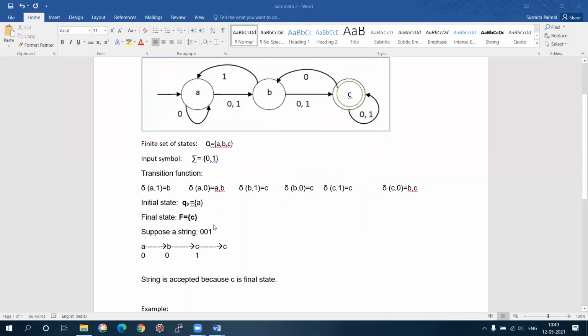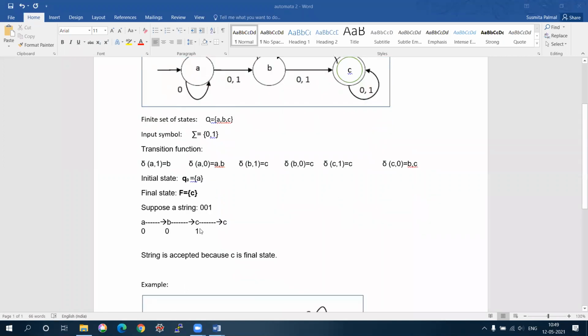Because this 0, 0, 1 is a combination of these input symbols. And for a string, the sequence of the input symbols has meaning. Like 0, 0, 1 is not the same as 0, 1, 0. Okay. But for the input symbols, in the set, you can write 0, 1 or you can write 1, 0 because you know the definition of set. It is a finite collection of elements. Okay.